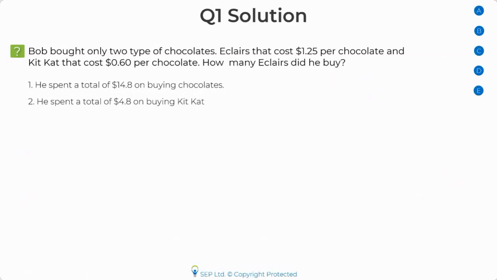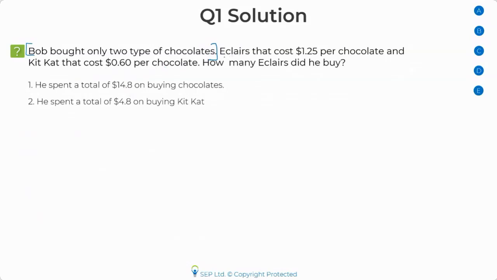Hopefully in this case, setting up the equation was not a problem. Let me show you how I would have written the equation. Here it's given that Bob bought only two types of chocolate. This is information with which I cannot do much. Two types of chocolates, that's easy to retain, so I won't be writing anything.